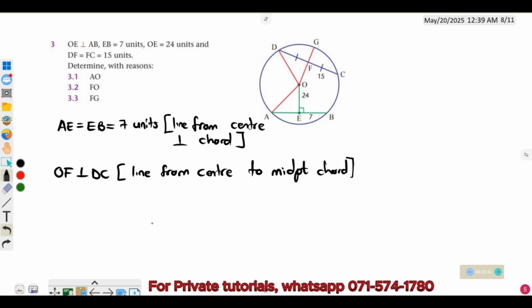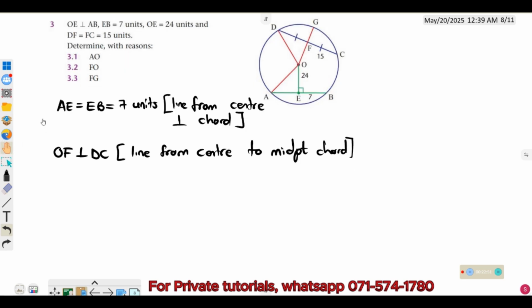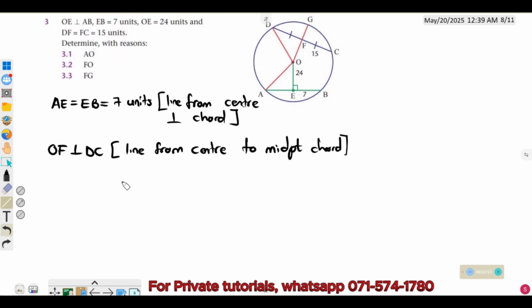They want us to find AO first. As you can see, to find AO, we have to use that triangle that contains AO, which is this one. Pythagoras theorem comes to our rescue again, because we have a 90 degrees there. As you can see, this angle AEO will also be 90 degrees on angles in a straight line. So let's try that. Having this, having that, and lastly this.